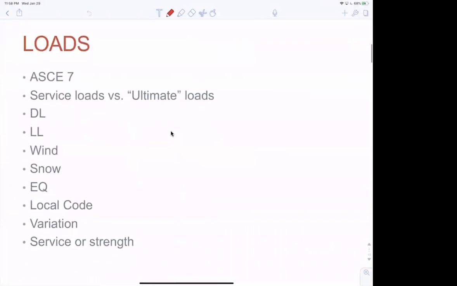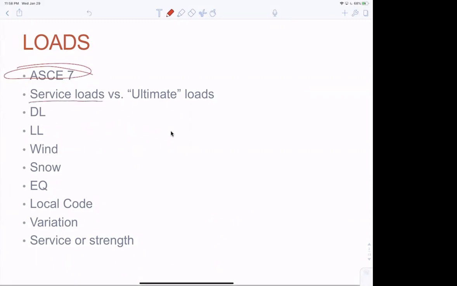Okay, so let's talk about loads. ASCE 7 is what governs the loads in the United States. And there are 2 kinds of loads. There's service loads for every day. We talked about limit states earlier. And then there's the ultimate loads, the factored loads. So these service loads are every day. And these ultimate loads are once in a lifetime of the building, once in a lifetime worst case scenario.